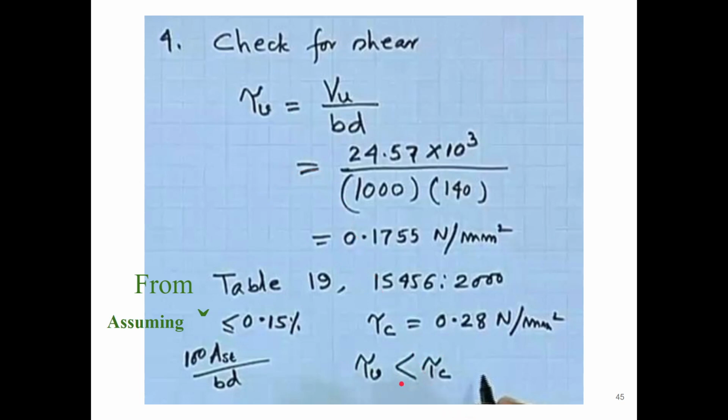Okay, so if tau v value is less than tau c only, basically shear reinforcement is not required. Because the design shear load is in fact less than the shear strength of concrete only. So stirrups are not basically required. So that means it is also satisfied in shear.